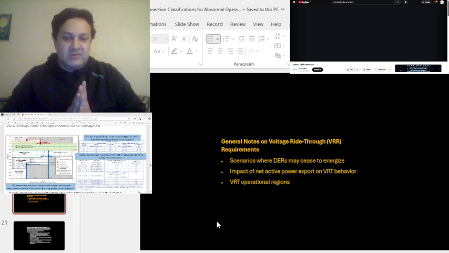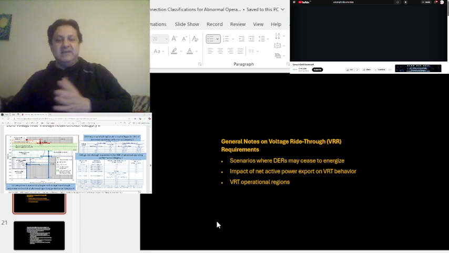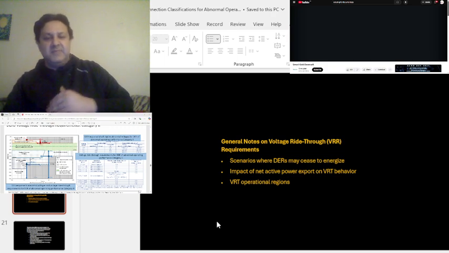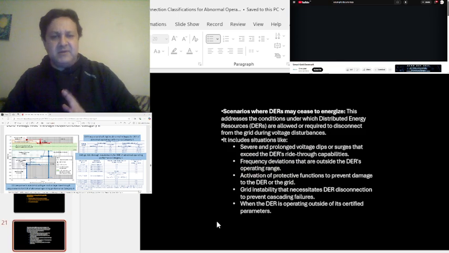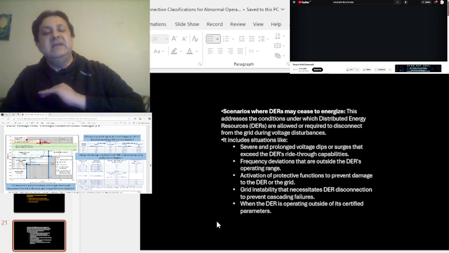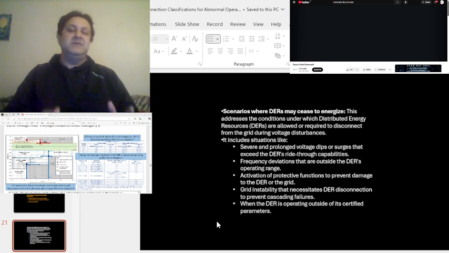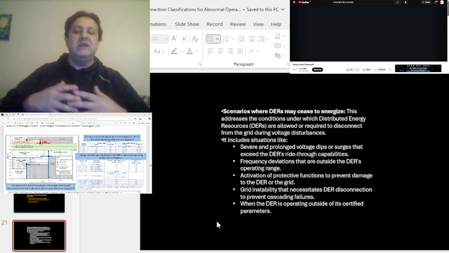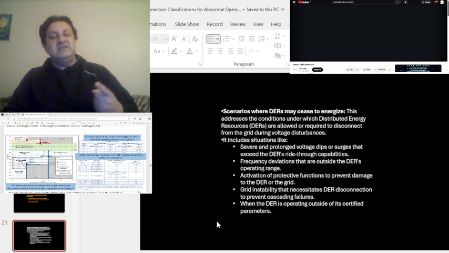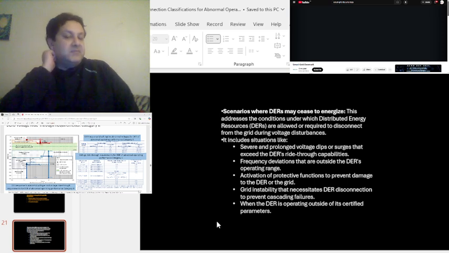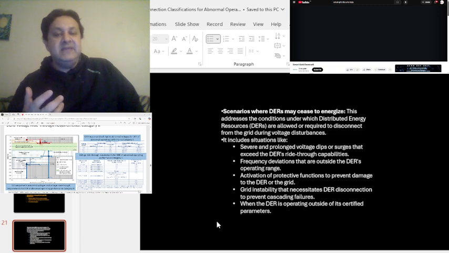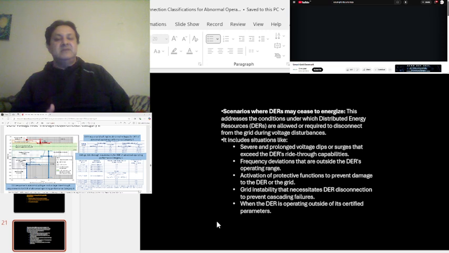General notes on voltage ride-through: scenarios where DRs may cease to energize, impact of net active power export. We will talk a little bit about it. Scenarios where DRs may cease to energize. This addresses the conditions under which the distributed energy resources are allowed or required to disconnect from the grid during voltage disturbance. What I said before, that it should not be disconnected, but there are some scenarios where DR may cease to energize.